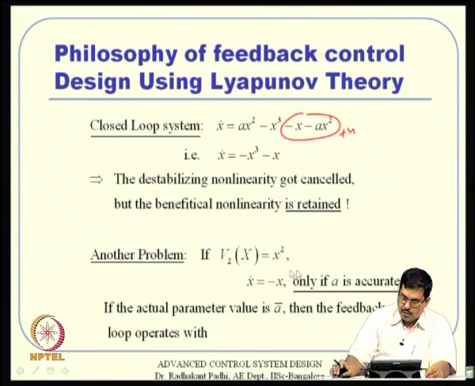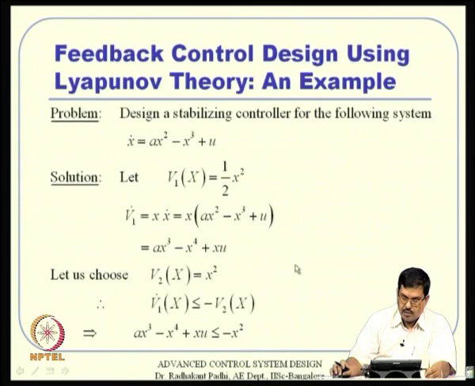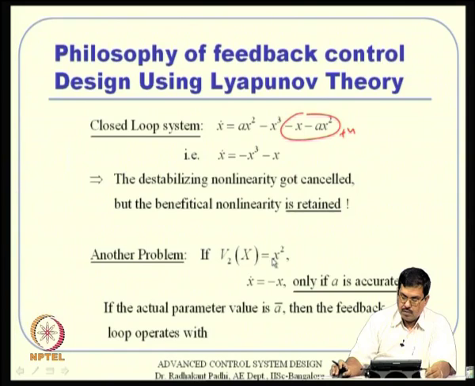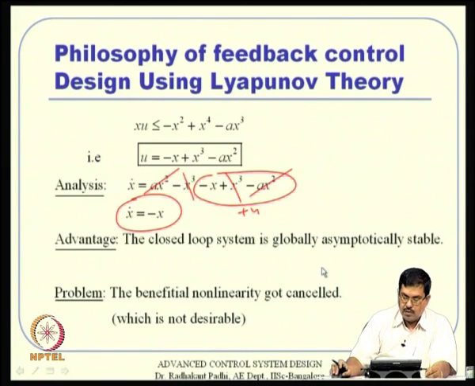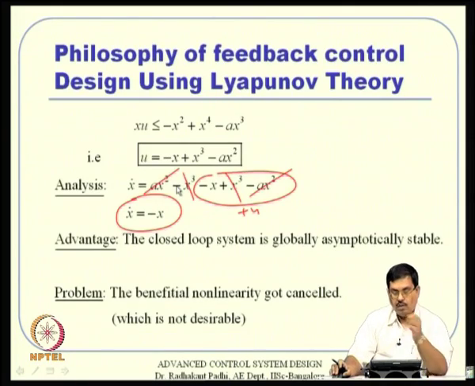Now, let us see how it is. So, suppose we go back to that initial selection, let us say V2 whatever we selected initially is x square. So, we will go back to that selection, and with that selection our closed loop system became something like x dot equal to minus x. But this x dot equal to minus x only if the parameter a is accurately known. Remember that this entire thing, this process of cancellation and all that, okay, what we did here.